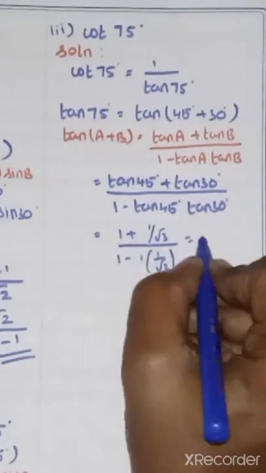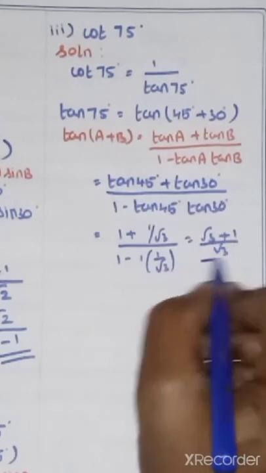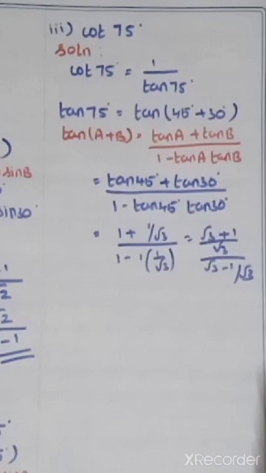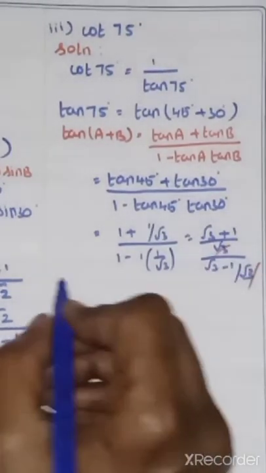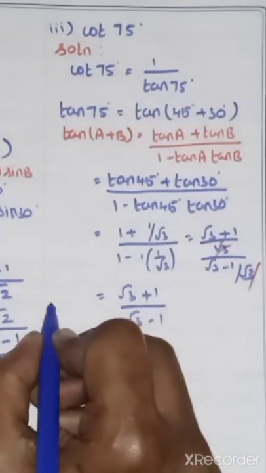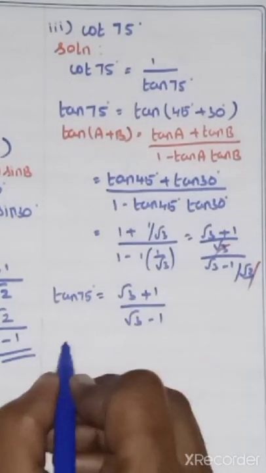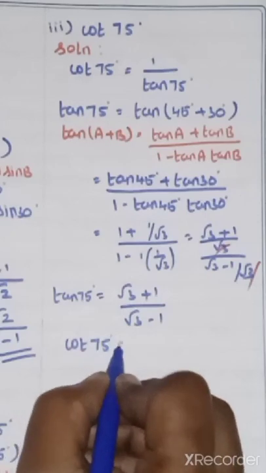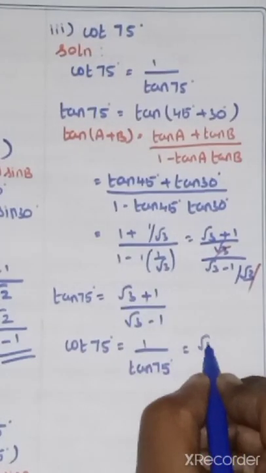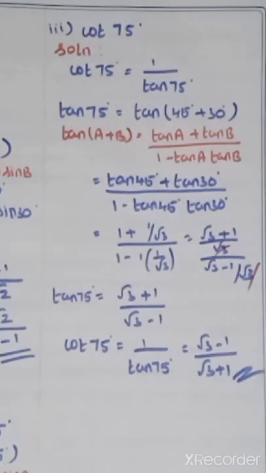Correct? So if we take the LCM, we will get root 3 plus 1 by root 3 divided by, again taking the LCM, root 3 minus 1 by root 3. This root 3 will get cancelled. So what answer will you get? Root 3 plus 1 by root 3 minus 1. Correct? That is tan 75 degree. But we have to find cot 75 degree, that is 1 by tan 75 degree. That is taking the reciprocal: root 3 minus 1 by root 3 plus 1. This is your final answer.